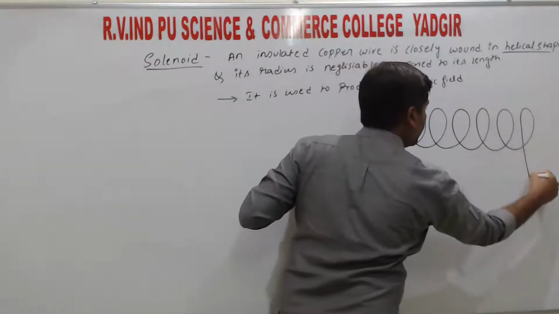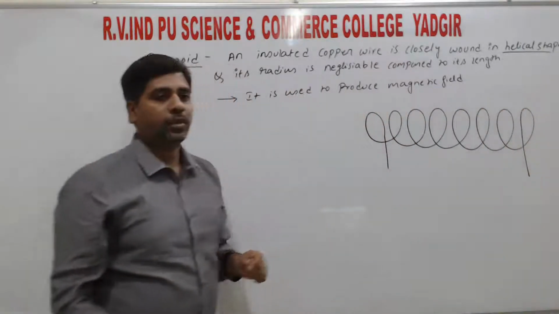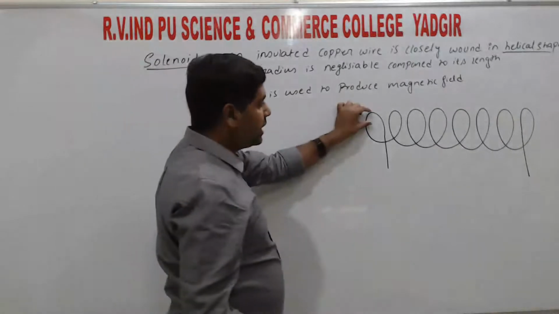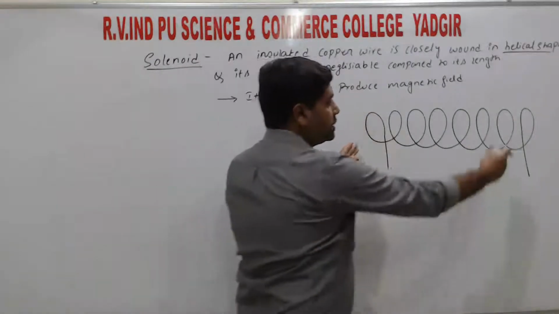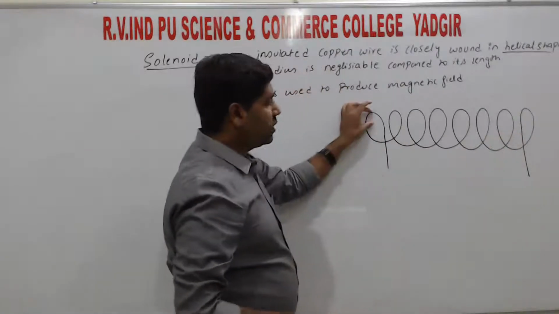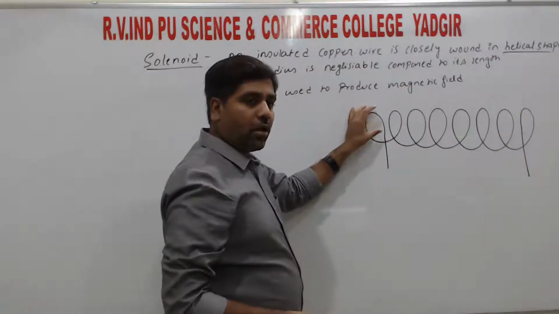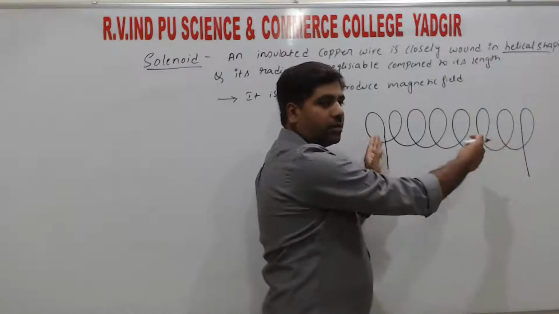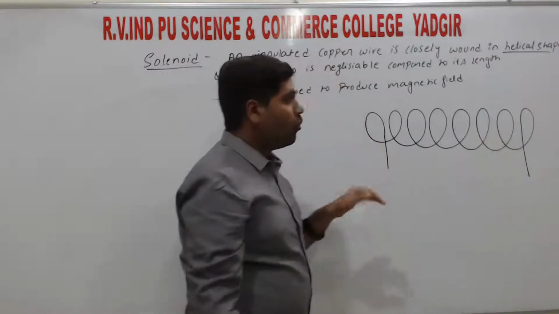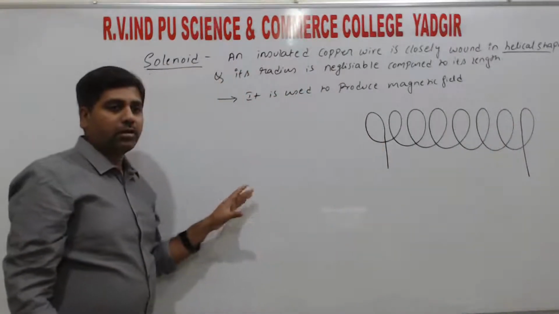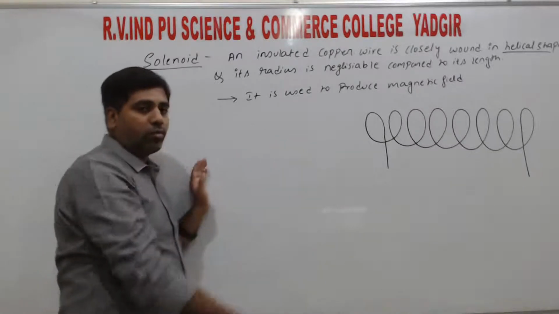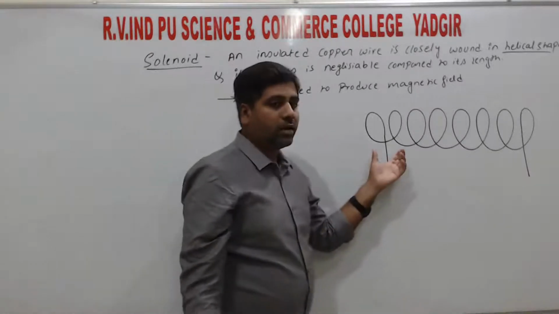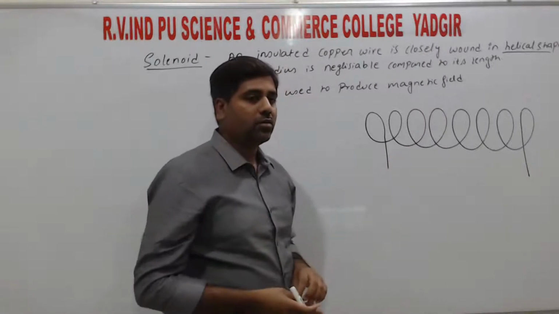So this is the helical shape, right? Its radius of the solenoid is negligible compared to its length. That means the radius of the solenoid is small compared to its length, that means the length of the solenoid is more. So we call it an ideal solenoid. That means it is very long. If we take the helical shape with a very large length, we call it an ideal solenoid.